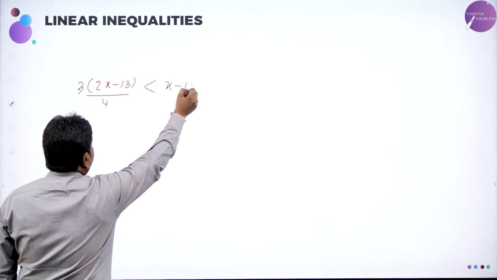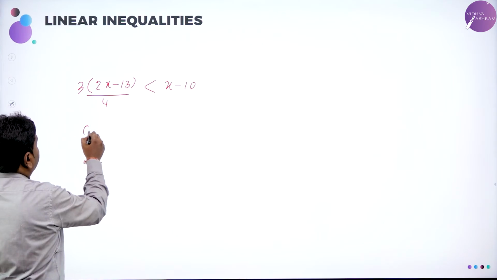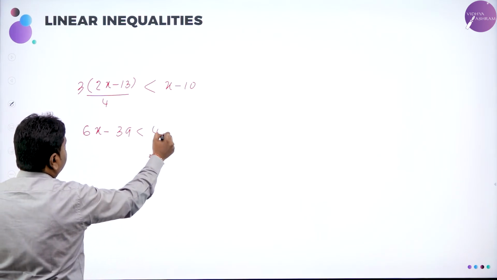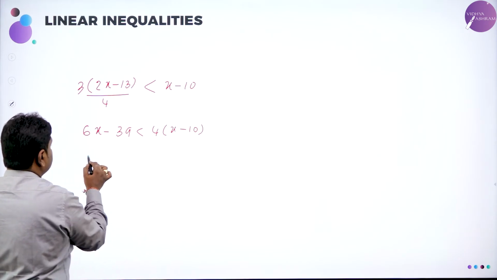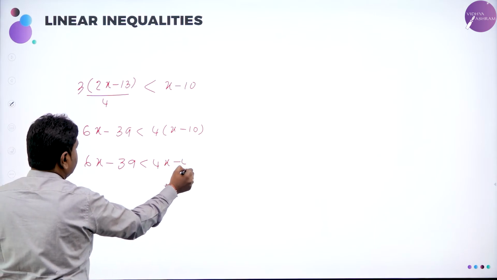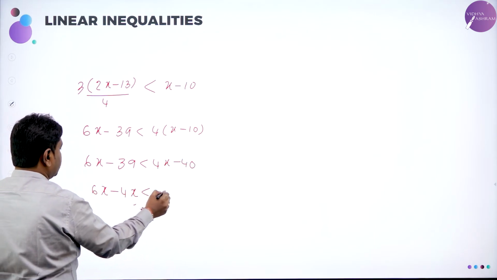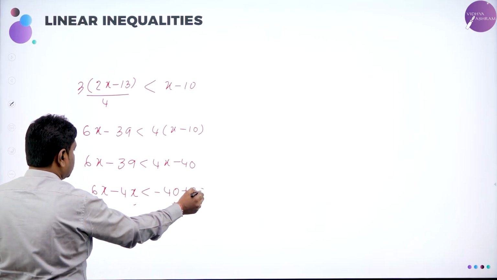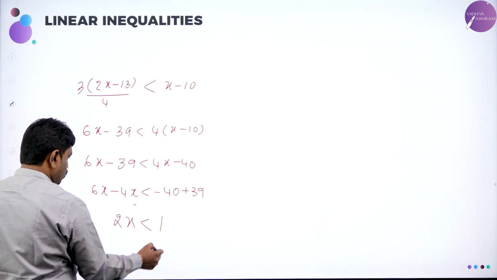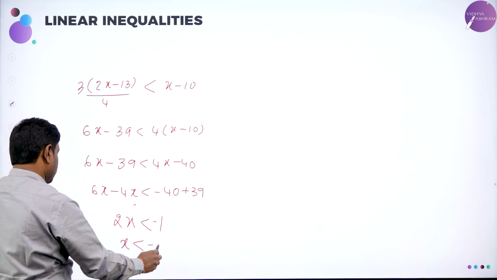X minus 10, and 4 also you can transfer that side. 3 into 2x, 6x minus 13, 3 is 39, less than 4 into x minus 10. Simplify this. So 6x minus 39 less than 4x minus 40, and rearrange: 6x minus 4x less than minus 40 plus 39. So 6x minus 4x is 2x, 2x is less than 1, minus 1, sorry, and x is less than minus 1 by 2.